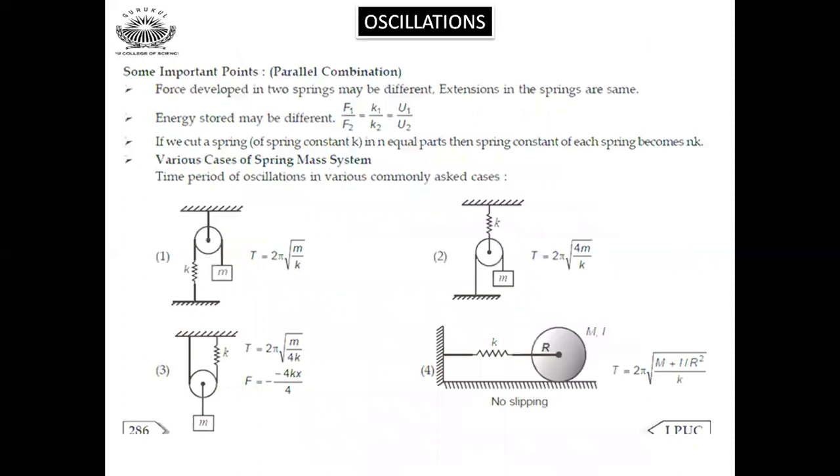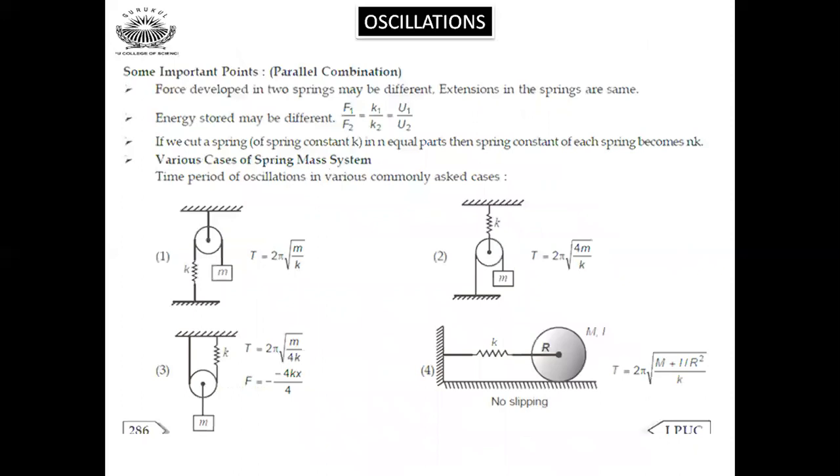So if we cut a spring of spring constant k into n equal parts, then the spring constant of each spring becomes n times k. This is an important point you need to remember in order to solve numericals. Now, various cases of a spring mass system. Coming to the spring mass system, many different cases are given to you here.